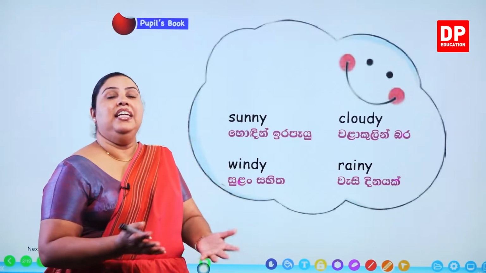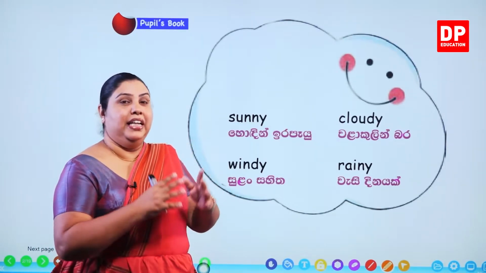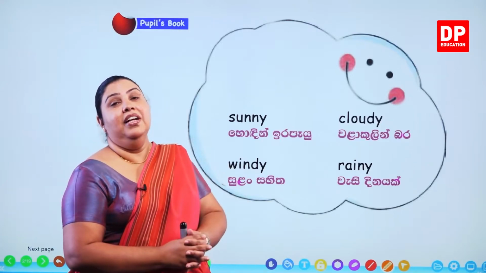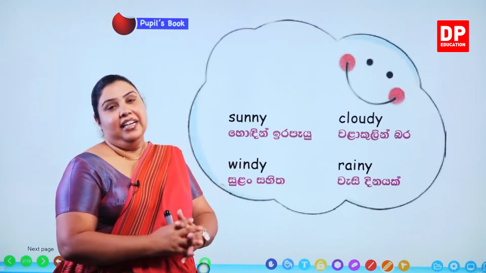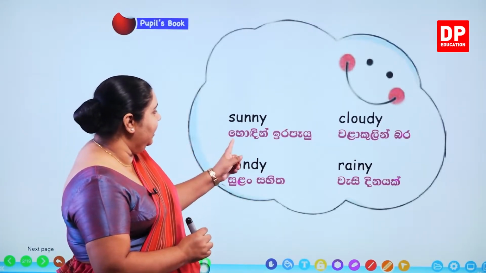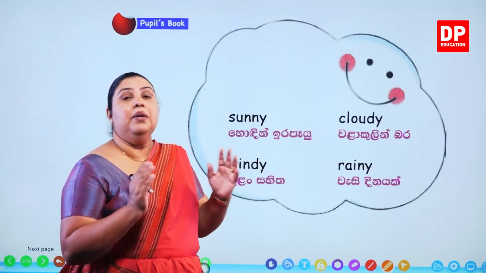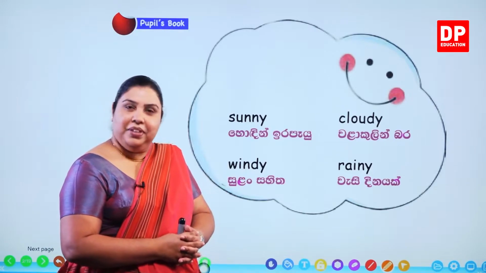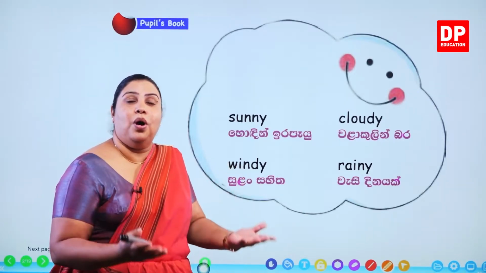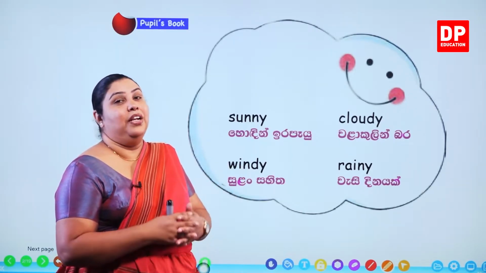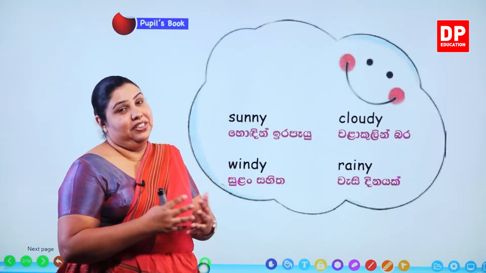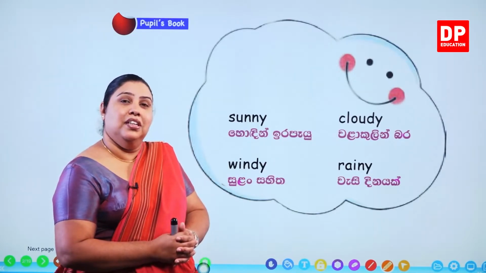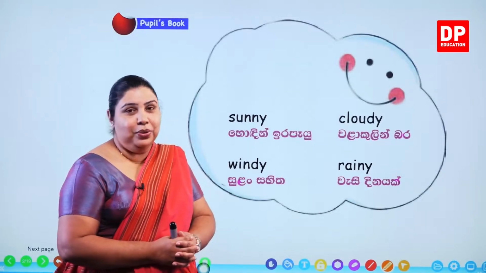It's a sunny day. If the sun is shining well, we say it's a sunny day. So the word sunny means a day when the sun is shining well. Do you like the sunny days? Yes, we like because we can go out and play. We can go for a walk. When it is raining, we can't go out. Your parents don't like you getting wet.